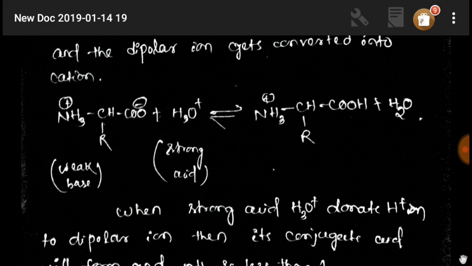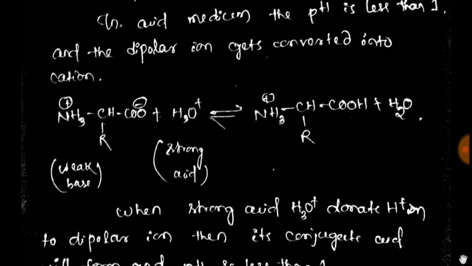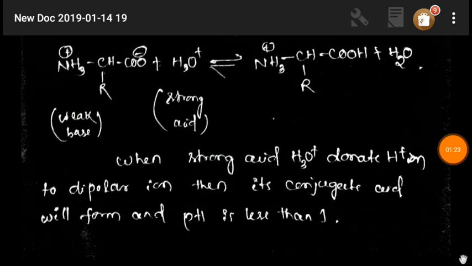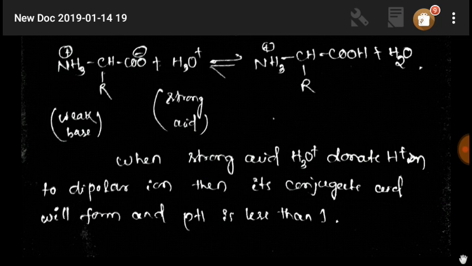You can see in the figure there is a weak base having positive and negative charge, and there is a strong acid, which is H3O plus ion. The H plus goes to the base and makes it a conjugate acid, and H2O becomes the conjugate base. The weak base, by getting H plus ion, becomes a strong acid, and the pH is less than 1.